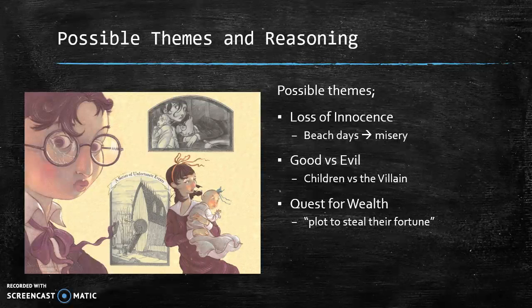And then the next possible theme is good versus evil. As we can see, the children may be confronting a villain. And then the quest for wealth. As the blurb says, a plot to steal their fortune. So somebody is wanting to steal the Baudelaire children's fortune.